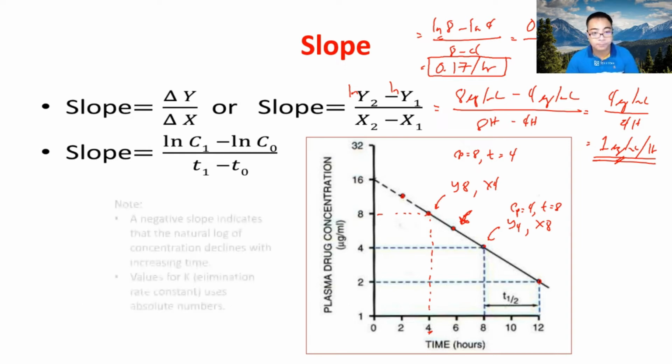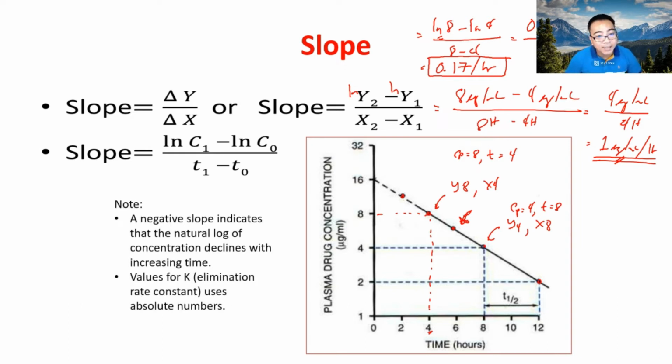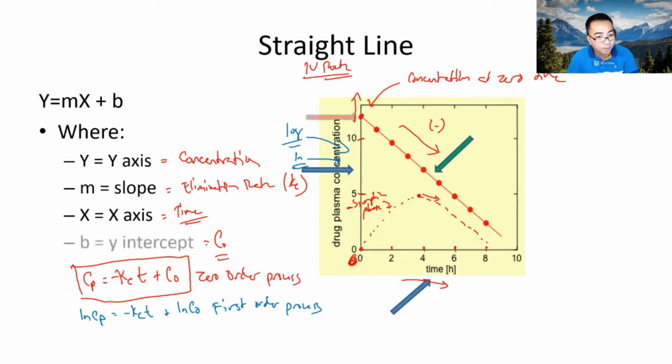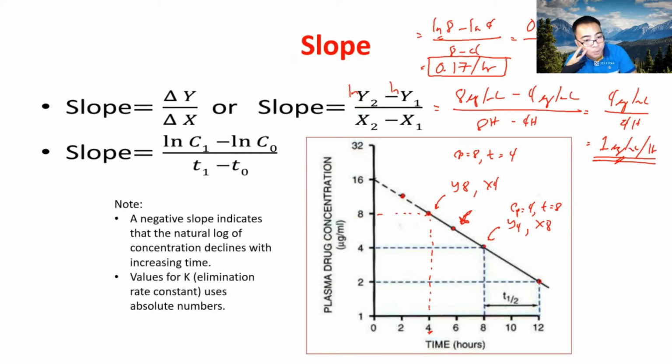So one thing we have to consider, class, a negative slope indicates that the natural log of the concentration declines with increasing time. Kaya kadalasan, class, sa ating formula, we put a negative sign here to indicate that the slope is going down. So values for K are usually absolute numbers. Meaning kung ano man yung value ng K mo, should always be a positive value.